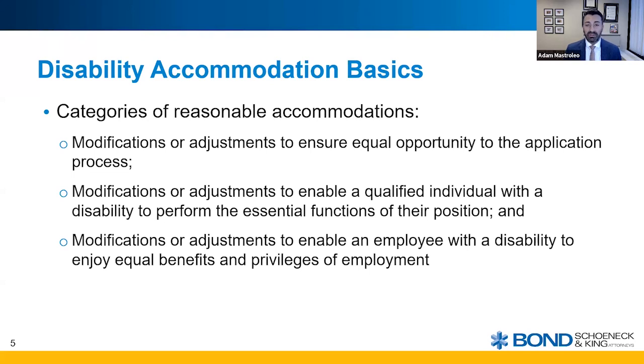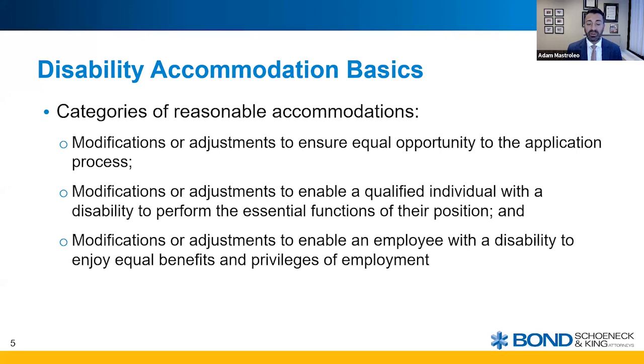According to the law, there are three. The first is modifications or adjustments to ensure equal opportunity in the application process. So this applies to individuals who are applying for a position. Examples could be someone in a wheelchair who may need an accommodation to access an inaccessible interview site.